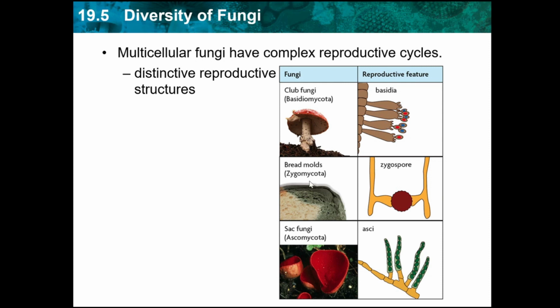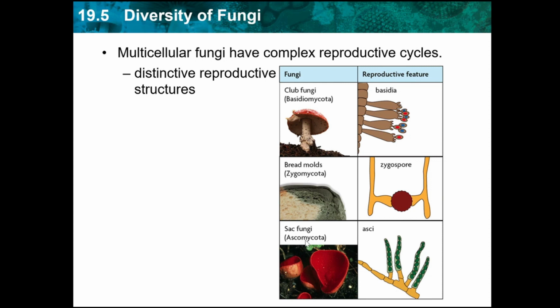Here we have the brick mold or the Zygomycota. They are named Zygomycota because they contain zygospores. Due to the presence of zygospores, they are named Zygomycota, or fungi that contain zygospores. The reproductive structure is the zygospore. That is very important.